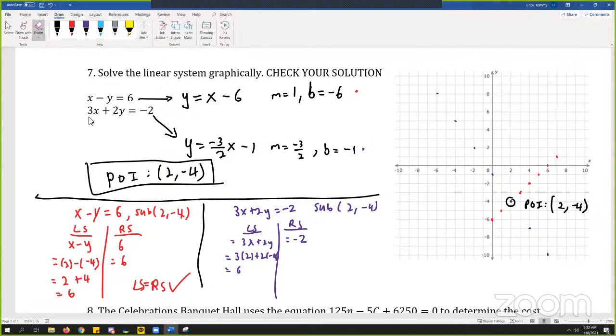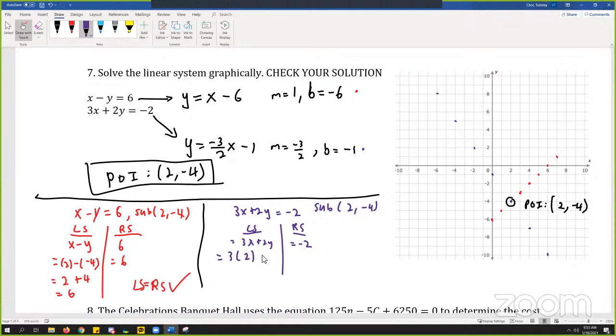Wait, did I do this wrong? Am I crazy? No, I don't think I did this wrong. Oh, sorry. I copied the equation wrong. Whoopsies. Sorry, one sec. Let's redo that. I was like, wait a second, something's not right here. Sorry, 3x plus 2y equals negative 2 is the correct equation. Sorry. So negative 2 here.